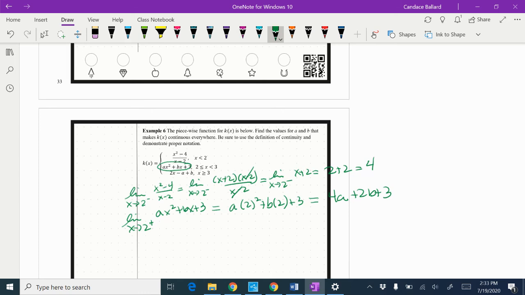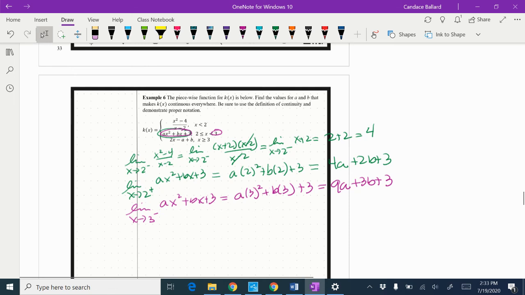Now I'm going to do the same thing, but I'm going to do the 3's now. So I've got to do this one with the 3. So I've got the limit as x approaches 3 from the left of ax squared plus bx plus 3, which gives me a times 3 squared plus b times 3 plus 3. If I simplify that, I get 9a plus 3b plus 3.